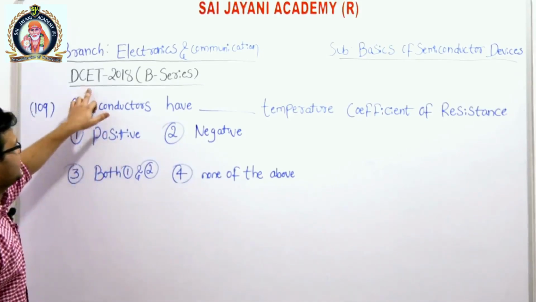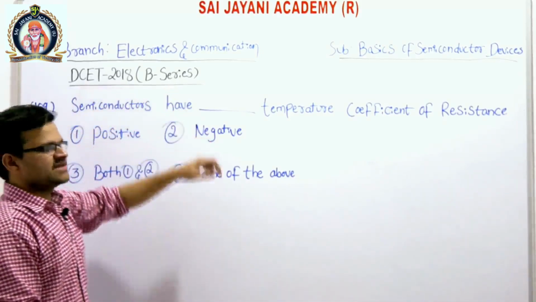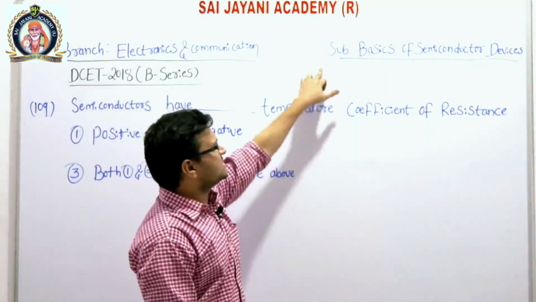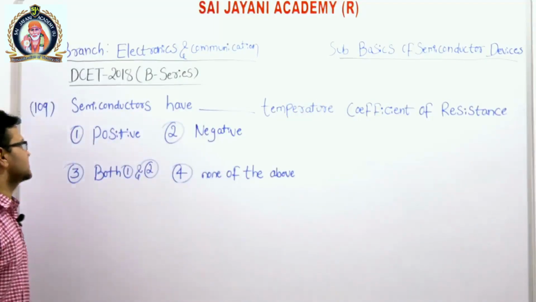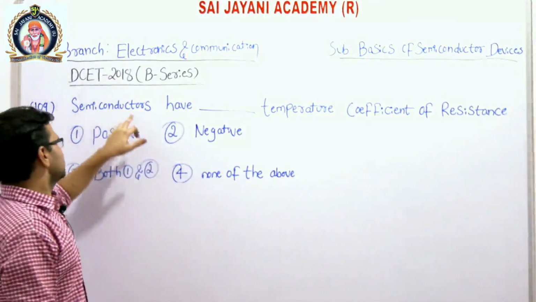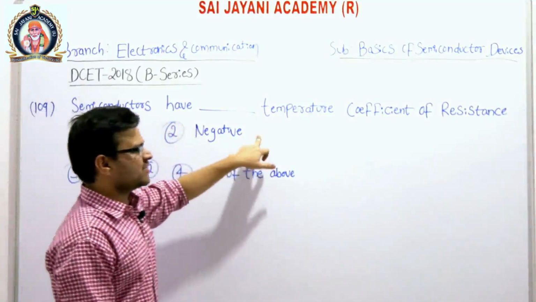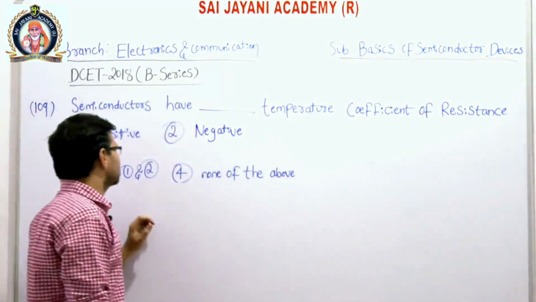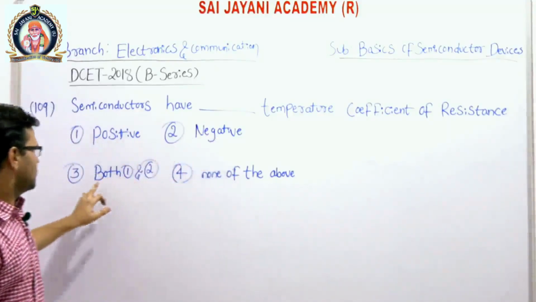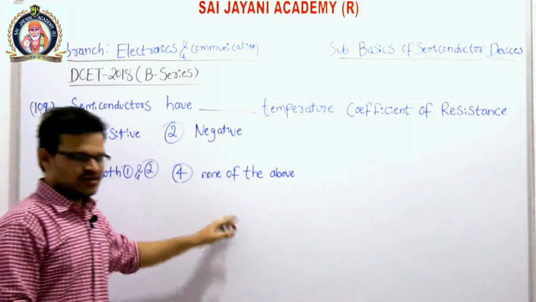For the same DCET 2018 B series, now we will try to solve questions on the subject basics of semiconductor devices. Question number 109: the semiconductors have dash temperature coefficient of resistance. The options are positive, negative, both positive and negative, and none of the above.